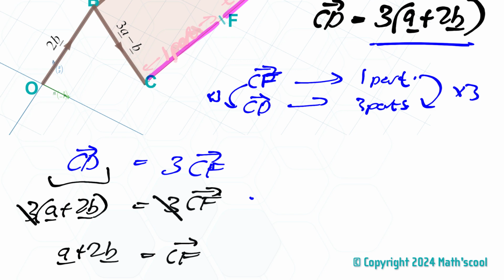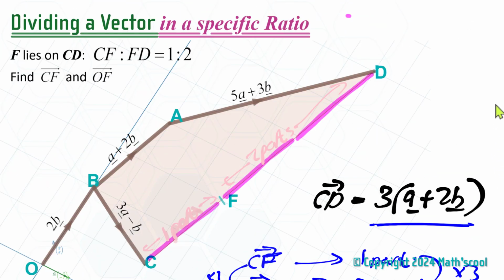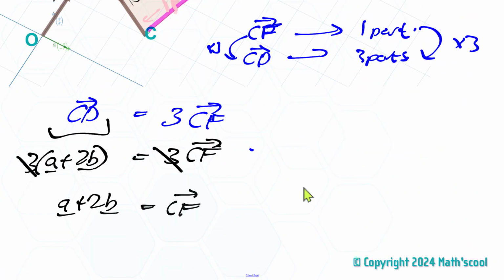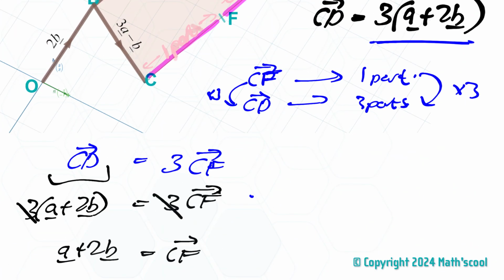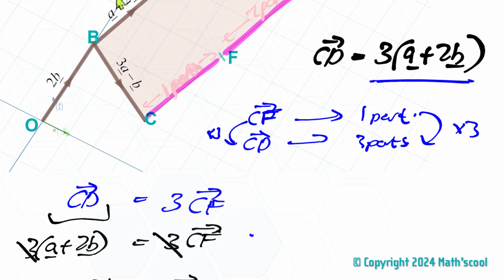Okay, so that was pretty straightforward. And then it says find O to F. So we already know C to F. So if we want to get from O to F, we can go along this route here. We know this route now. Let's mark it on with a brown pen. I don't think we've got brown here, but we'll use something a bit brownish. Okay, so we know this is now A plus 2B.